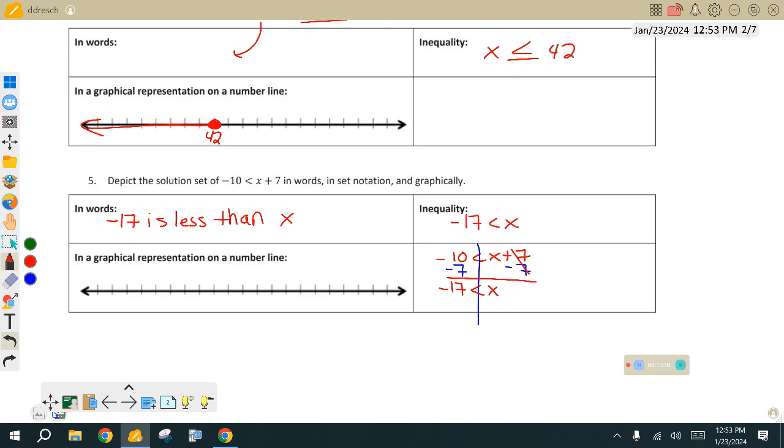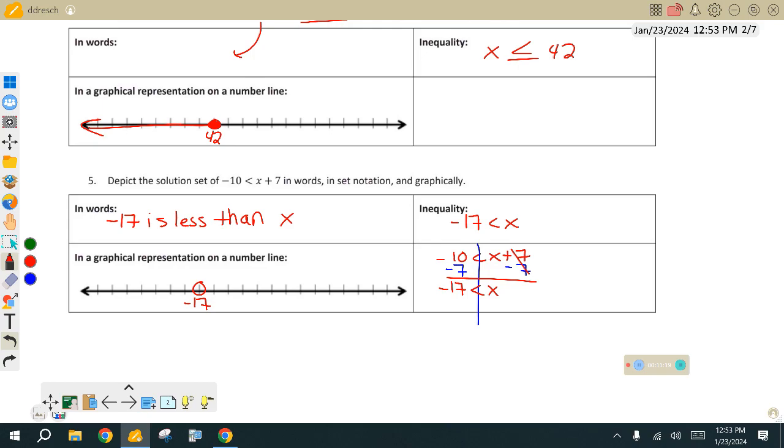So now we can drag that up to the top there. But I couldn't drag that up top until x was by itself. I can't make the graph until x is by itself. So put negative 17 somewhere on there. I don't care where you put it.